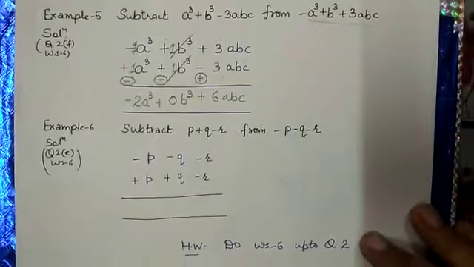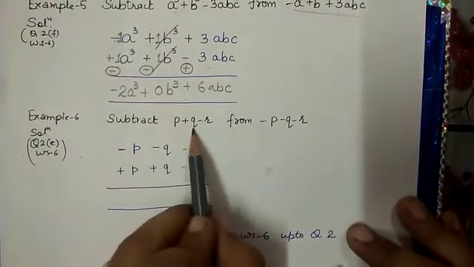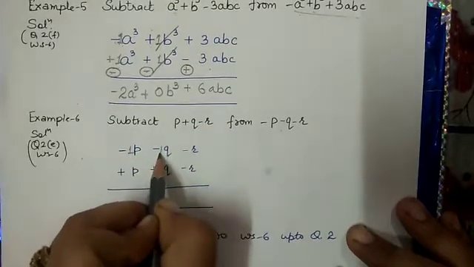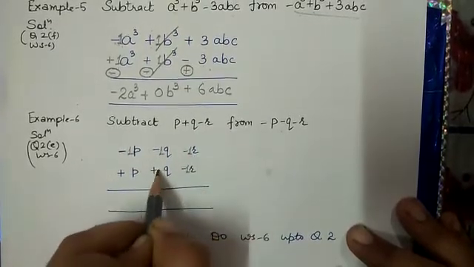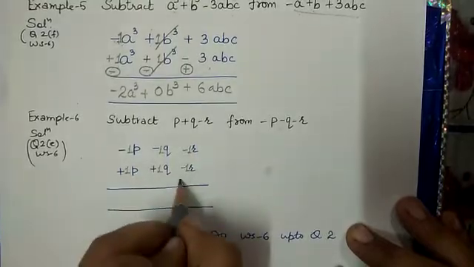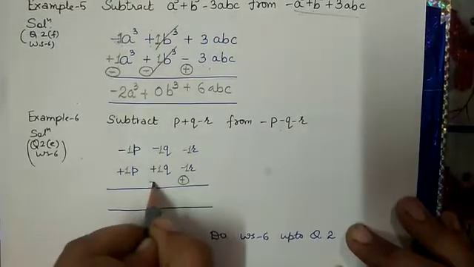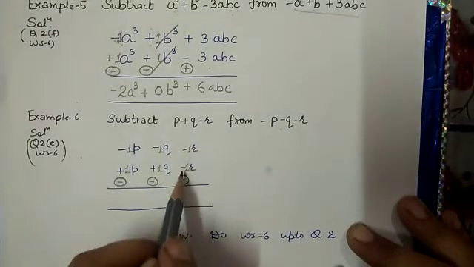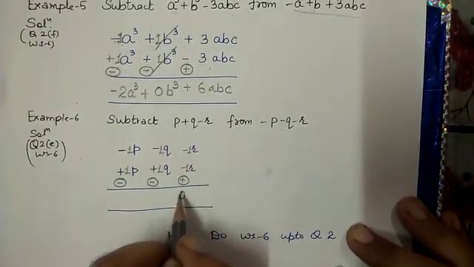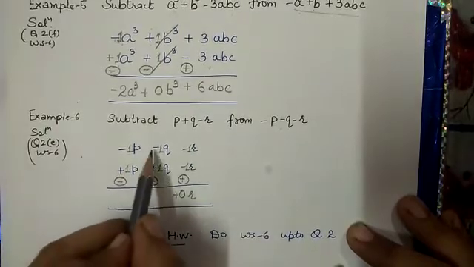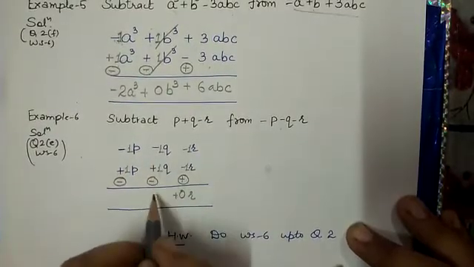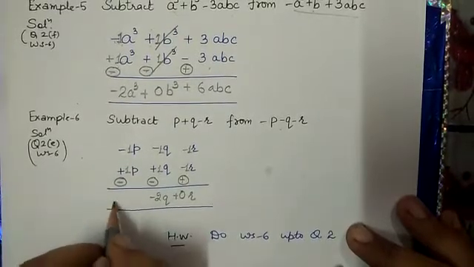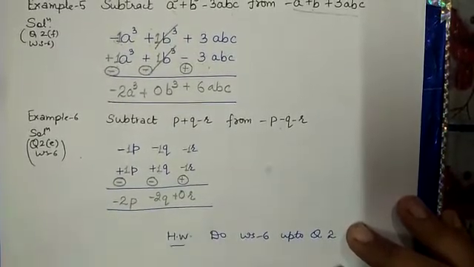Now next example. Subtract this from this expression. First of all, note down the numerical coefficients. Now change the signs of the terms in the subtrahend. Minus 1 plus 1 became 0. Now minus 1 minus 1, minus 2. Minus 1 minus 1, minus 2. Clear?